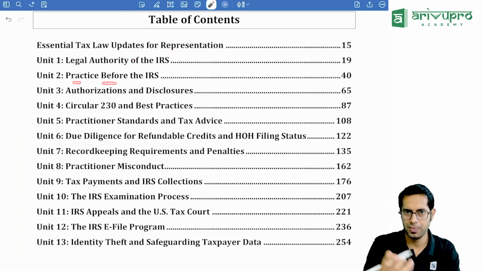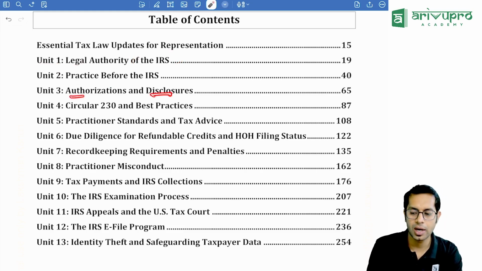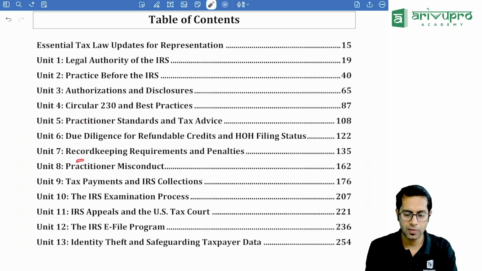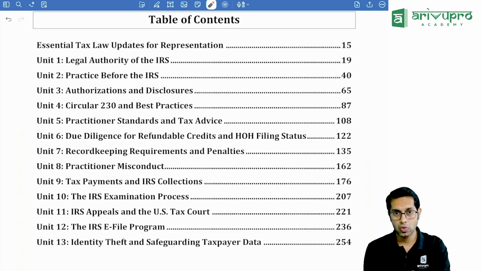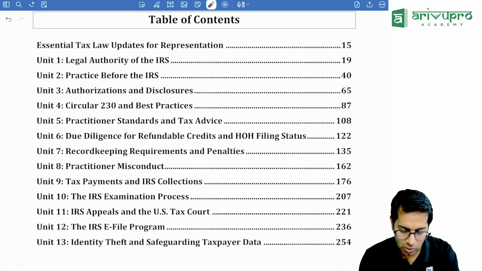Then what is... how do we practice before the IRS? What authorization or disclosure is required? What are the best practices we have to follow, what standards are we supposed to follow, what due diligence is required, and what records do I have to maintain when I'm representing a particular client, etc.